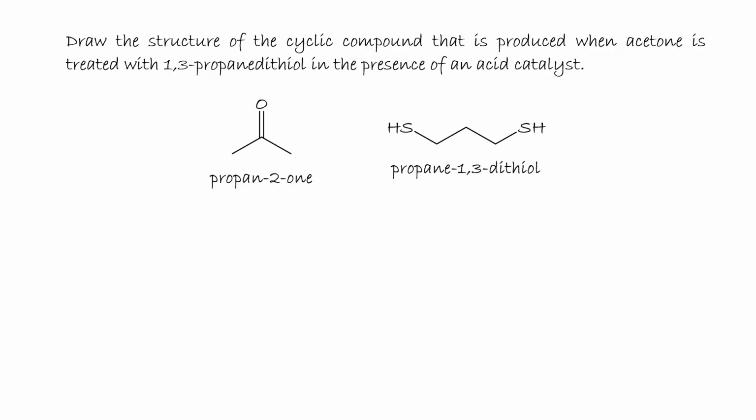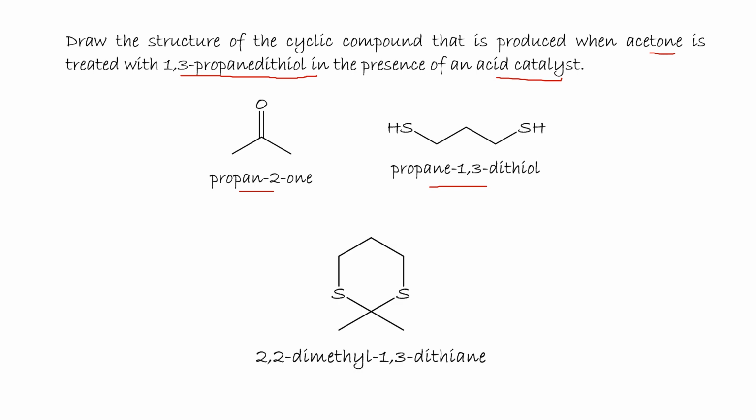Draw the structure of the cyclic compound that is produced when acetone is treated with 1,3-propane dithiol in the presence of acid catalyst. Propanone and propane-1,3-dithiol. Of course, it will be the cyclic thioacetal, 2,2-dimethyl-1,3-dithiane.